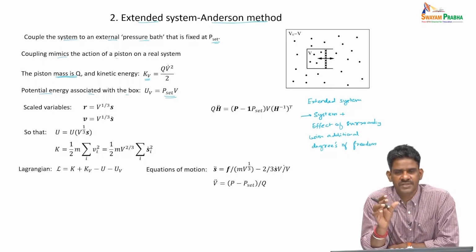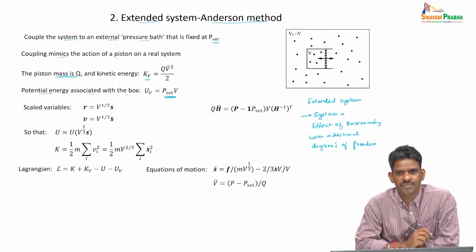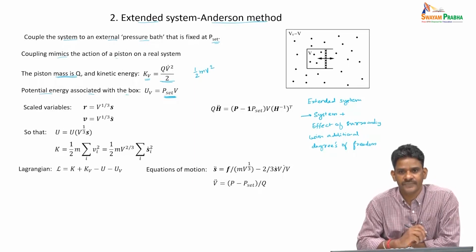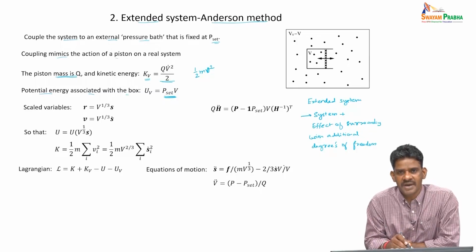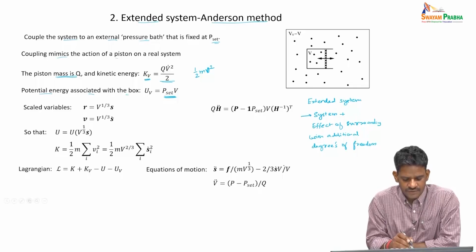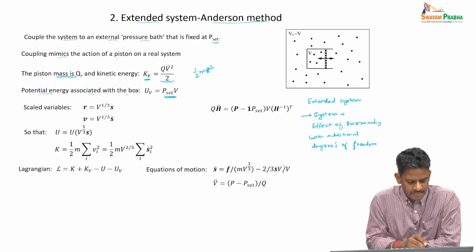You can see this PV is basically the work done whenever the system expands or contracts by moving the wall. So, we say that PV is the associated potential energy, and Q times V dot squared has a form similar to a kinetic energy. The units of Q are not strictly mass, but mass times time squared, I think. So, we analogously define a kinetic energy for the piston, and a potential energy because of the movement of the piston.